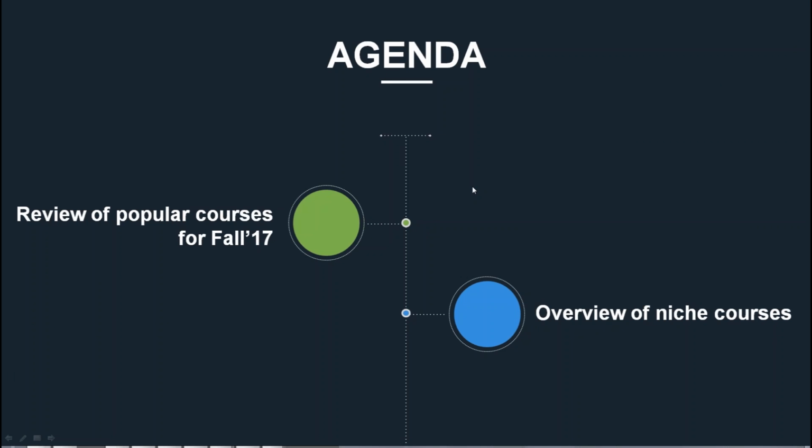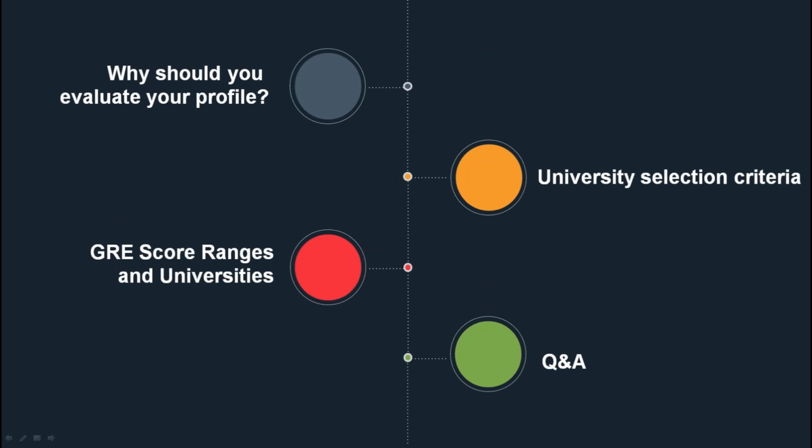This is what we're going to say. We can give an idea about review of popular courses for fall 2017. What are the niche courses which students are looking for apart from the popular courses? And why should we evaluate a profile? How should we evaluate and why should we evaluate a profile? How do you select universities? What are GRE score and universities, and question answer session? This is what we are going to do.